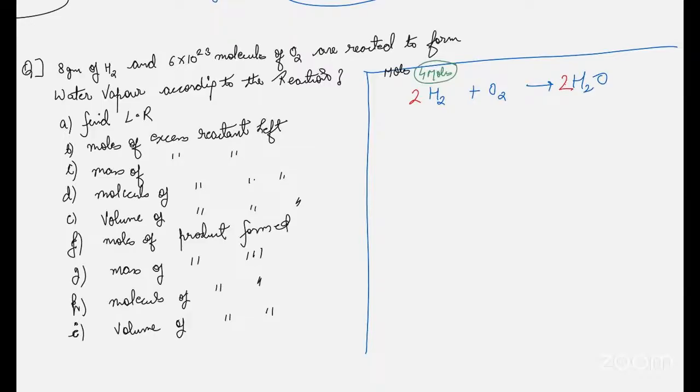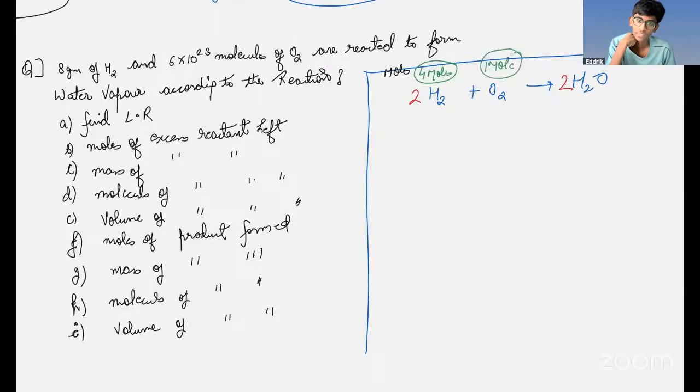Can you calculate? One molecule, like Avogadro number, is 6.022 into 10 to the power 23, and we'll take 6 only. So for that, the oxygen will be how much mole? It'll be 1 mole. Very good, 1 mole. And for water, there is no information, so we'll take it as it is.